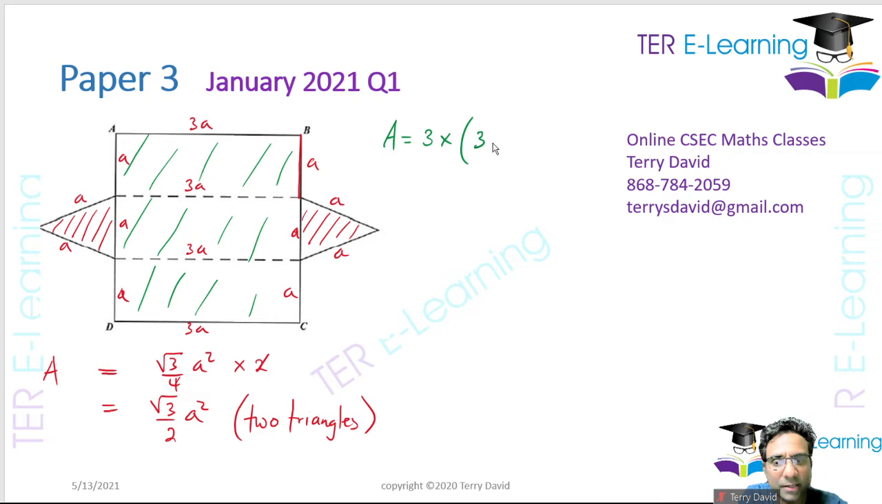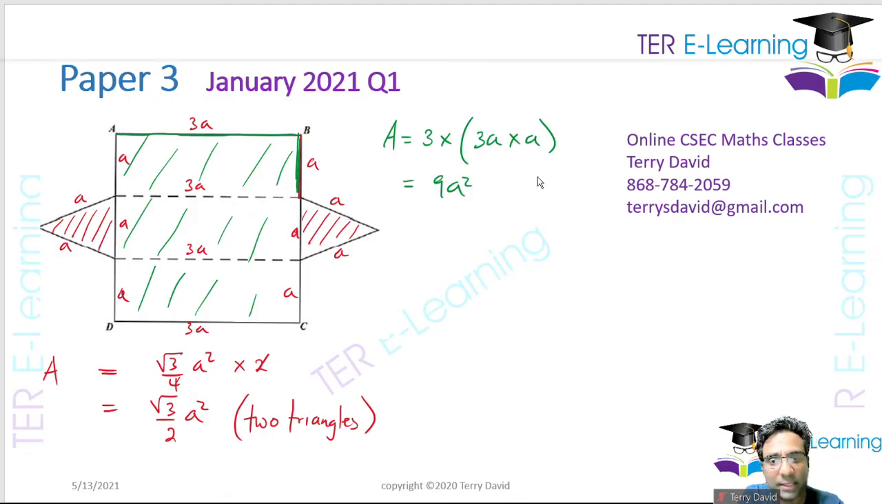So this is going to be 3a multiplied by a. This here is 3a and this here is a. So therefore, that will be 3a by a. So this is going to give me 3 3s are 9, a squared. So that is for the 3 rectangles.